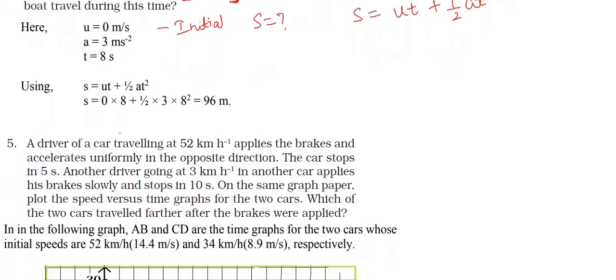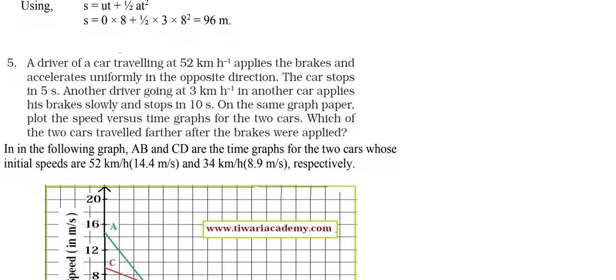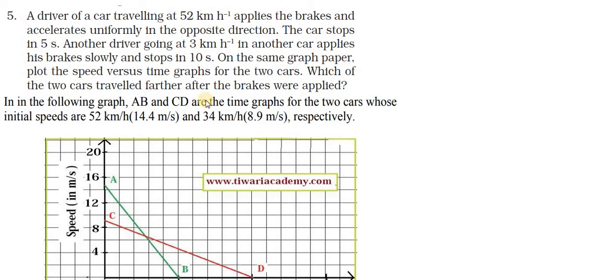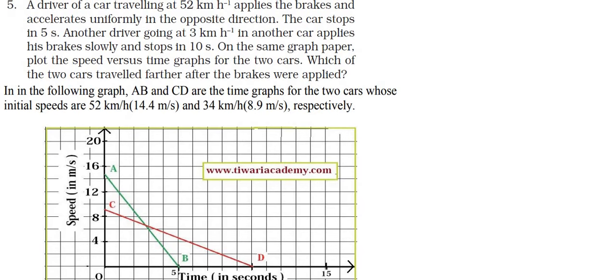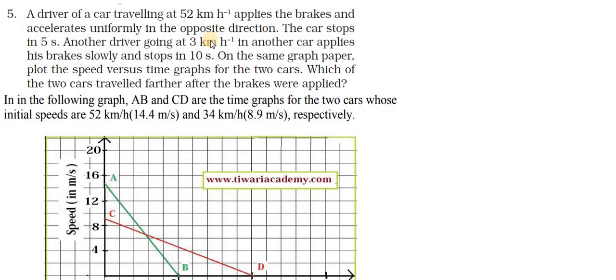So next, a driver of a car traveling at 52 km per hour applies a brake and accelerates uniformly in the opposite direction. The car stops in 5 seconds. Another driver going at 34 km per hour in another car applies a brake slowly and stops in 10 seconds. On the same graph paper, plot the speed versus time graph for the two cars. Which of the two cars traveled further after the brakes were applied?